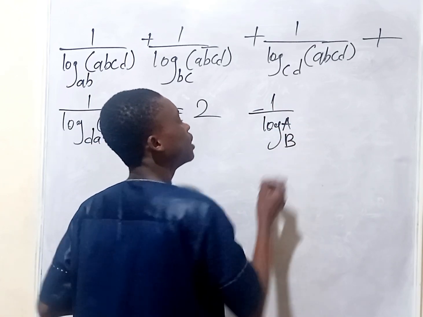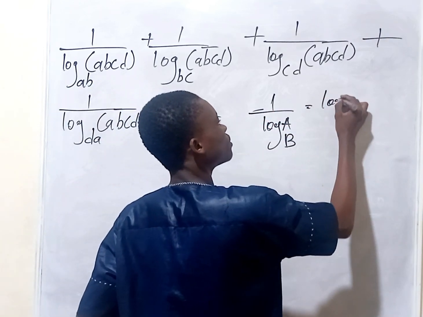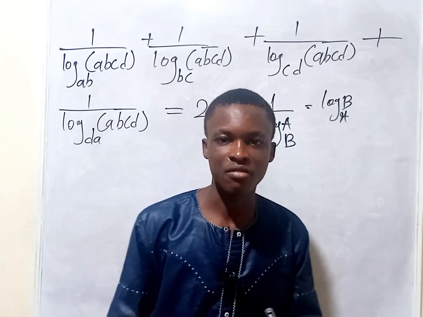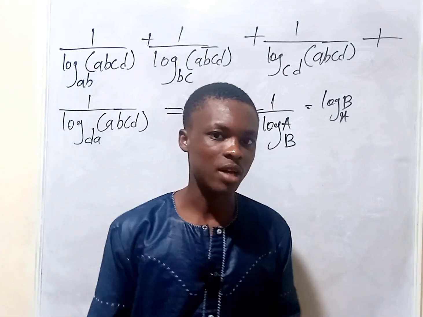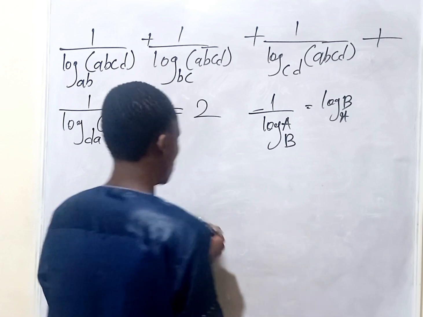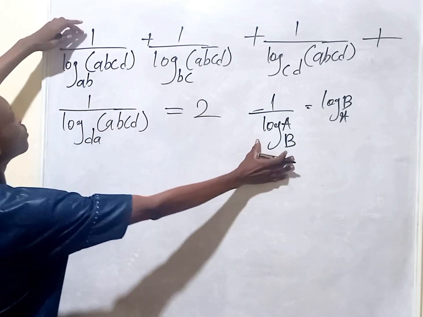log_A of B. Now we say that if we have this equals this, what does this state? This is the reciprocal law. It states that when the log appears as a fraction, the log and the base interchange their position. So clearly you can see that the log and the base have interchanged their position. All right, let's apply that here. So the log and the base will interchange their position.